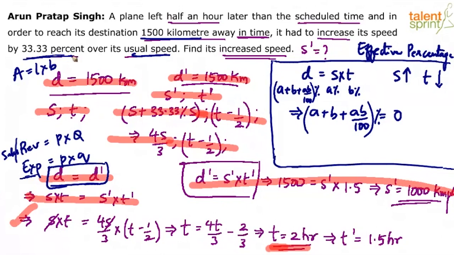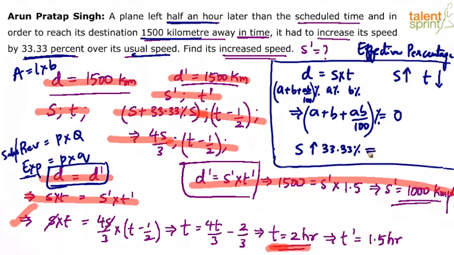Why did the speed increase by 33.33%? Because the time given was half an hour less. So when the speed has increased by some percentage, time should reduce by some other percentage. Here we know that the speed has increased by how much percentage? 33.33%.